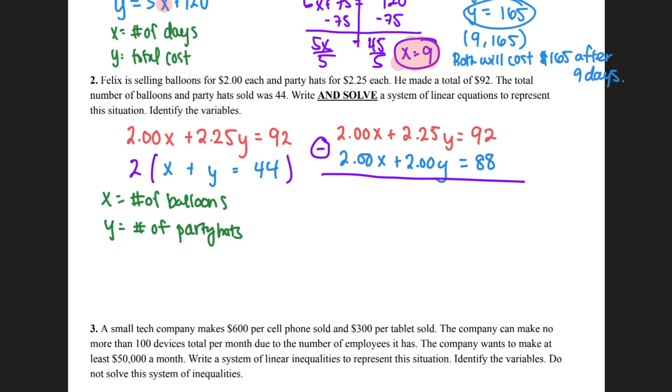All right, so 2x minus 2x, that's 0. 2.25 minus $2 is going to be 0.25y. And then 92 minus 88 is equal to 4. Then we're going to divide both sides by 0.25. So 4 divided by 0.25 gives us 16.